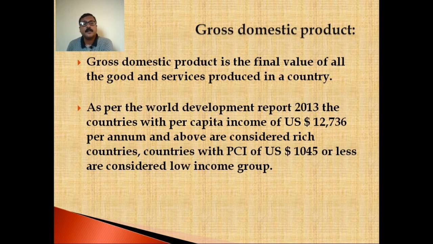in an accounting year. So as per the World Development Report 2013, the countries with per capita income of US dollar 12,736 per annum and above are considered rich, and countries with per capita income of US dollar 1045 or less are considered low income group. So herein the aspect of population has been taken into consideration because we are talking about the per capita income.